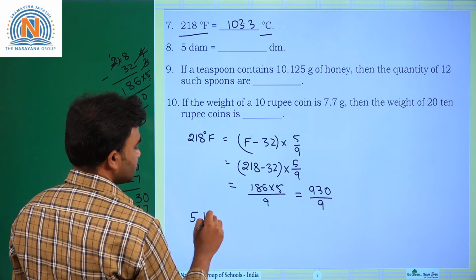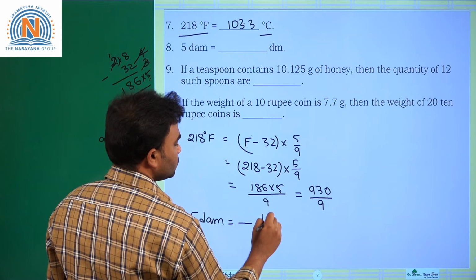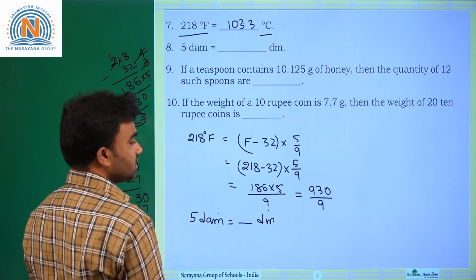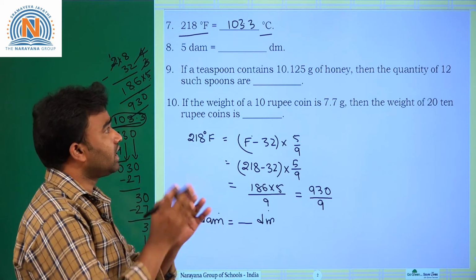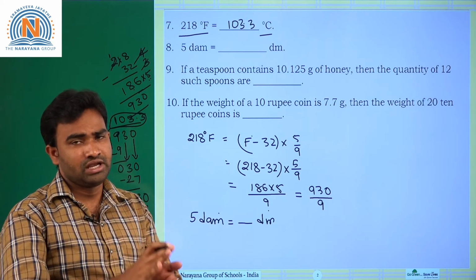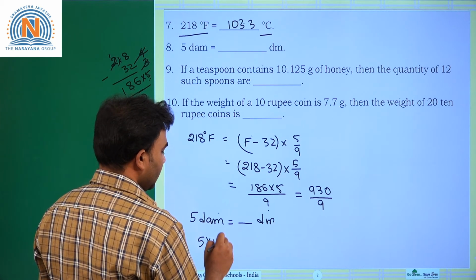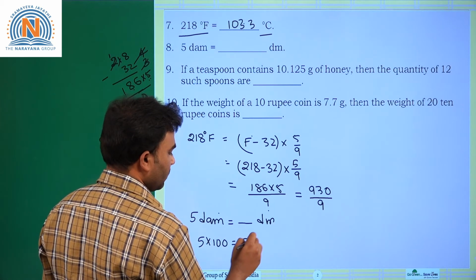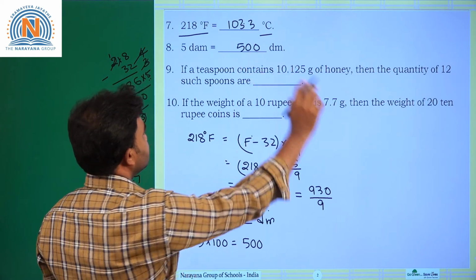5 decameters is equal to dash decimeters. To convert decameters into decimeters, we have to multiply decameters to meters 10 times and meters to decimeters 10 times, total 100 times. That means 5 into 100. 5 into 100 is equal to 500. So the answer is 500 decimeters.